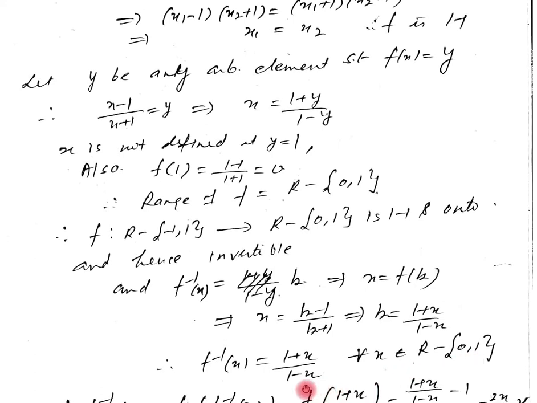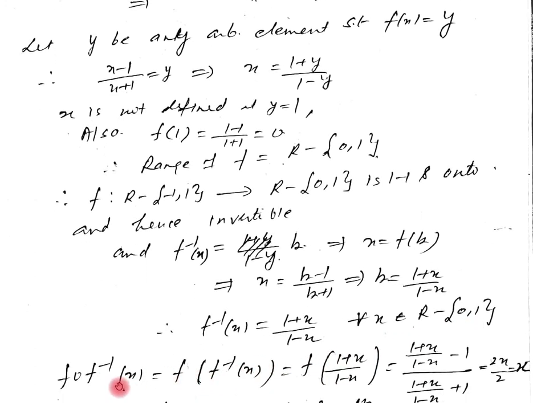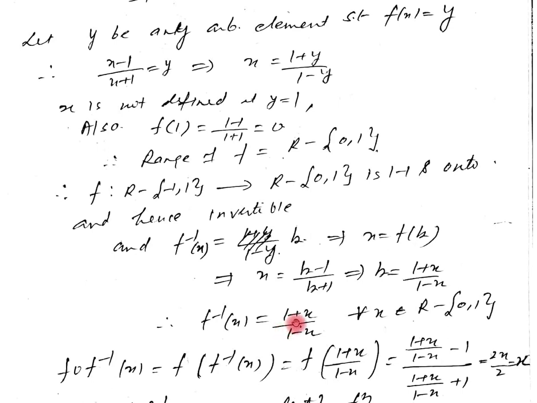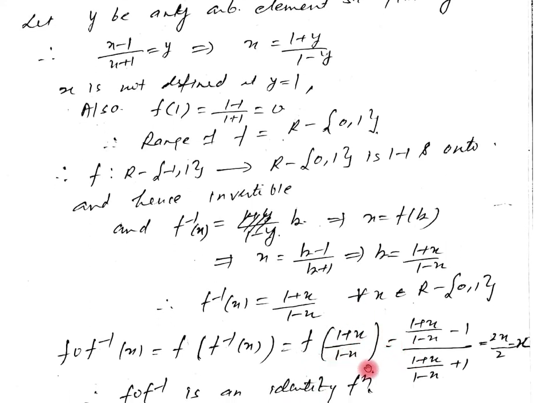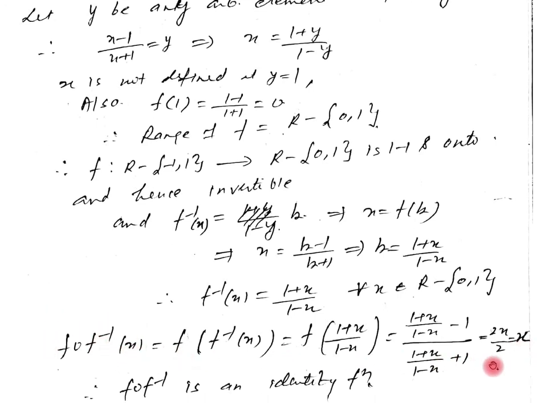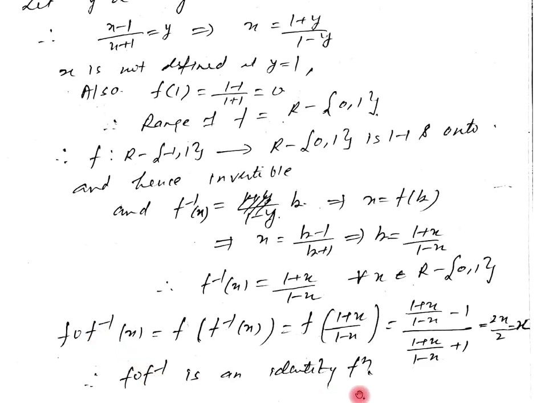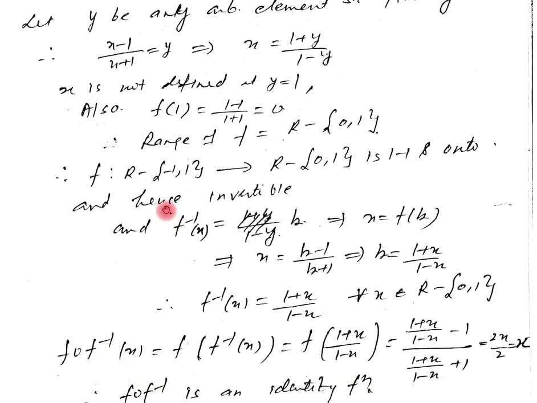Now the second thing we have to prove is f of f inverse. f of f inverse is given by f(f inverse(x)). Putting the value of f inverse(x) here, then simplifying, we find the value by using it in the given function. We put the values of x here and get this equal to x. It means the image of this element under f of f inverse is the element itself. So we can say this is an identity function.